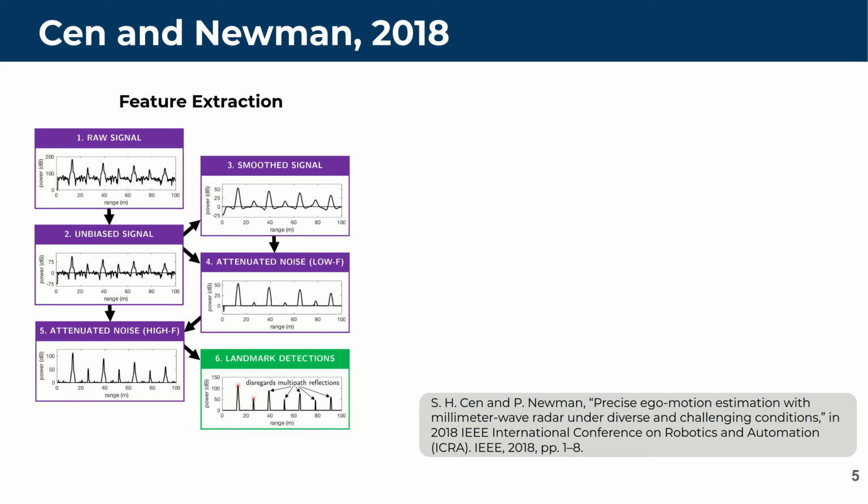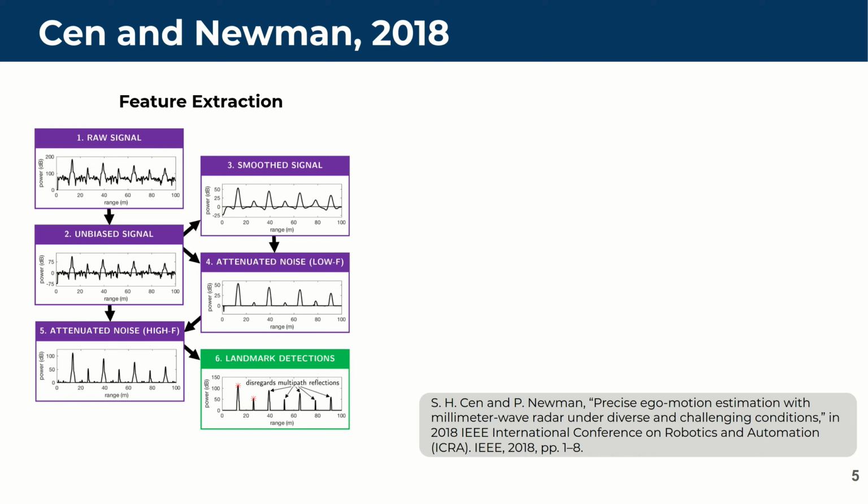However, I'm only going to describe what we consider to be the canonical radar odometry pipeline. This work was presented by Sen and Newman in 2018 and was one of the first to demonstrate large-scale outdoor ego motion estimation with a scanning radar. Their approach uses handcrafted feature extraction and descriptors.